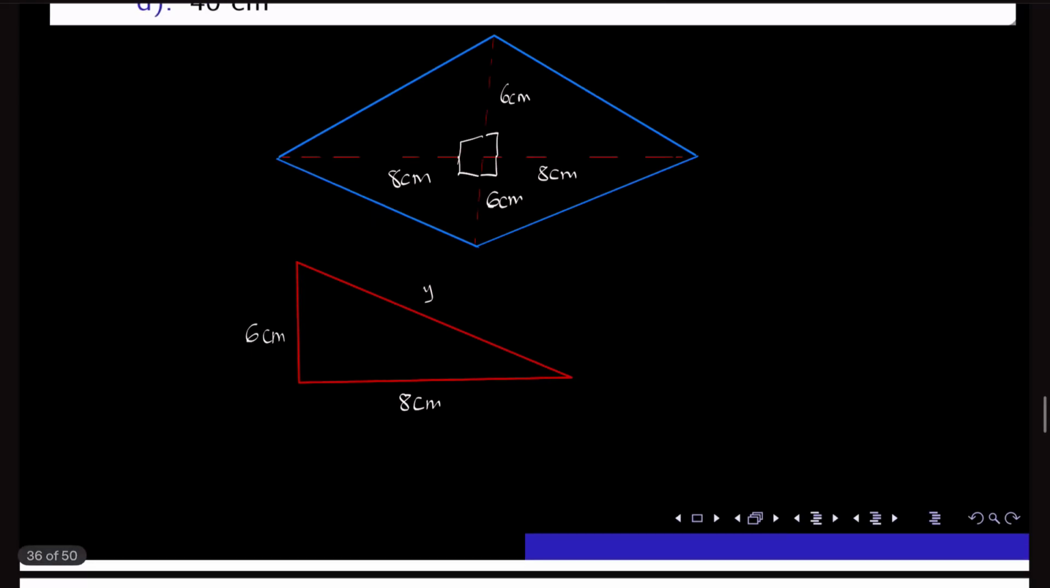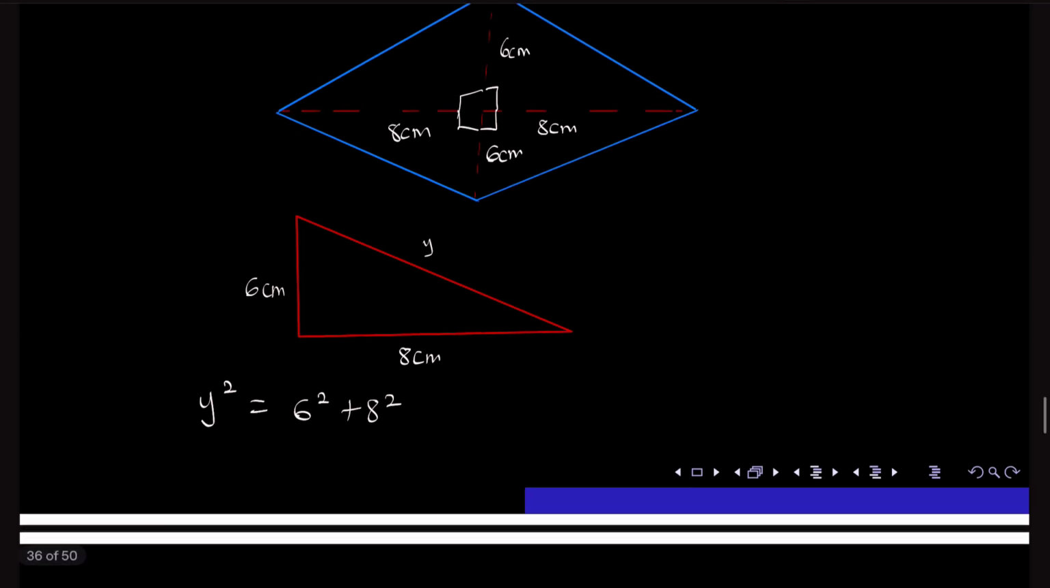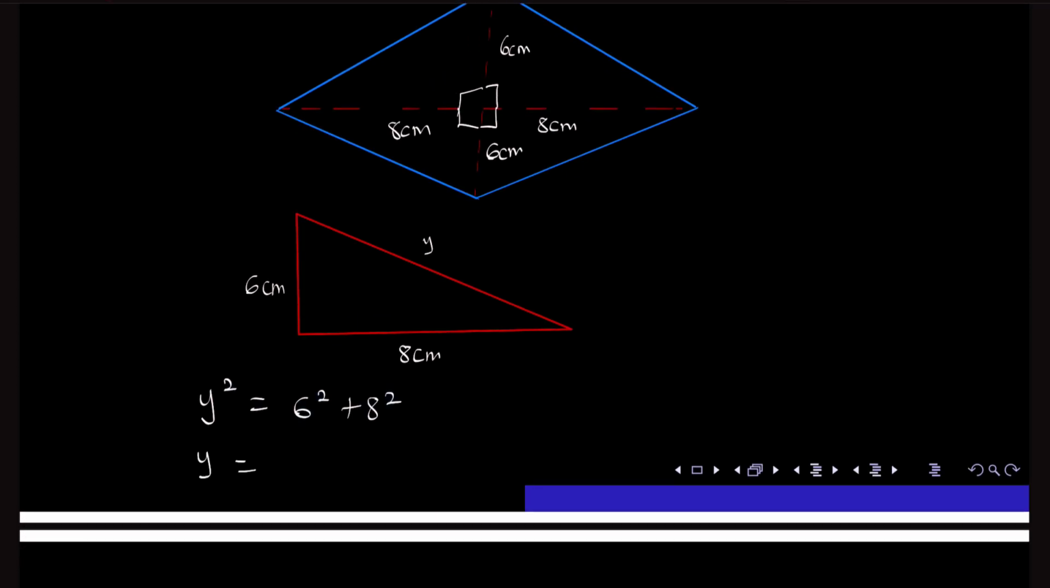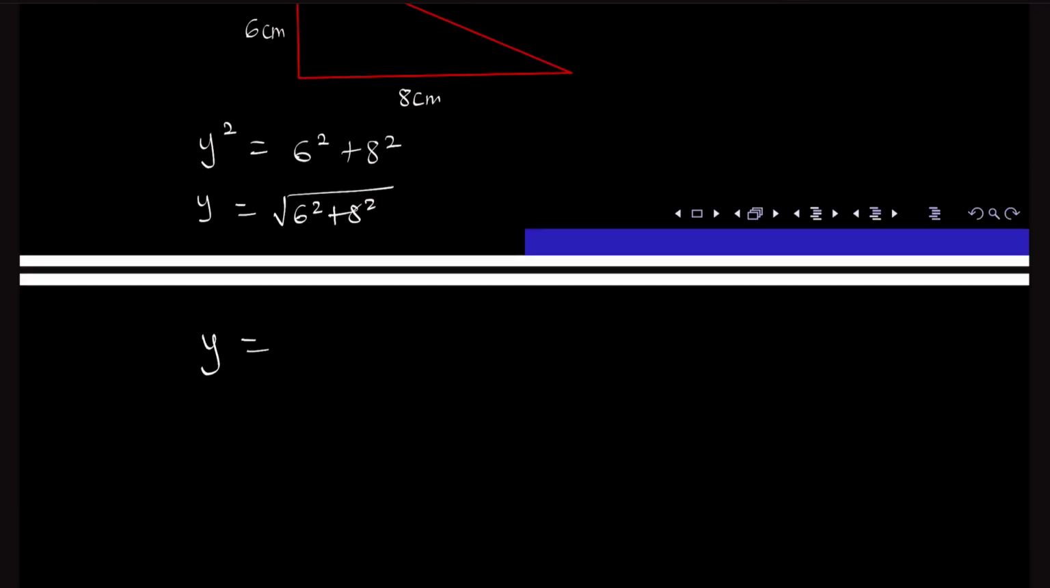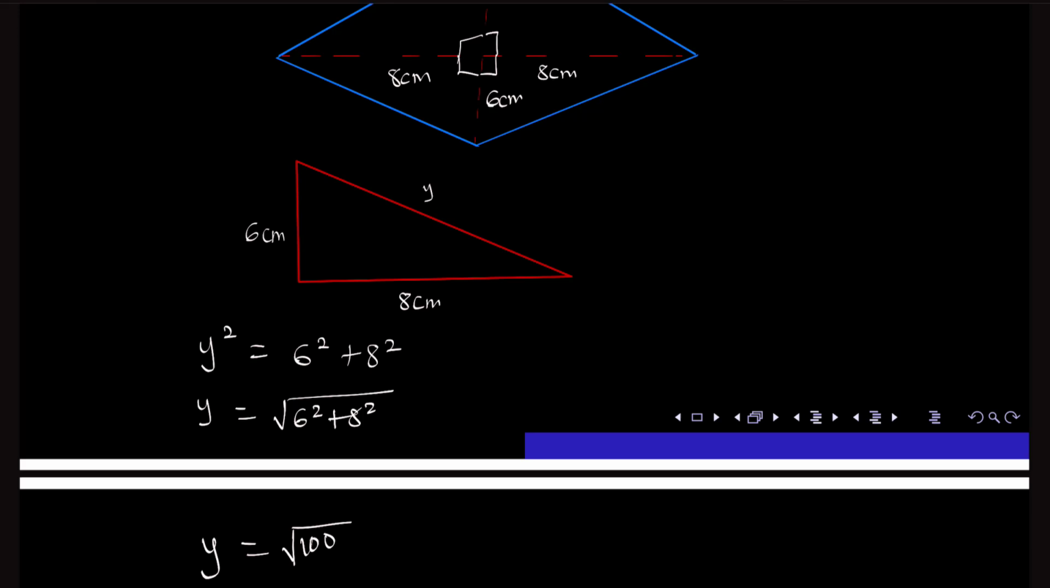Now by Pythagoras theorem, we are going to have y squared is equal to 6 centimeters squared plus 8 centimeters squared, which implies that y is equal to the square root of 6 squared plus 8 squared. Thus, y is equal to the square root of 100. So y is going to be 10 centimeters. Hence, this distance is 10 centimeters.